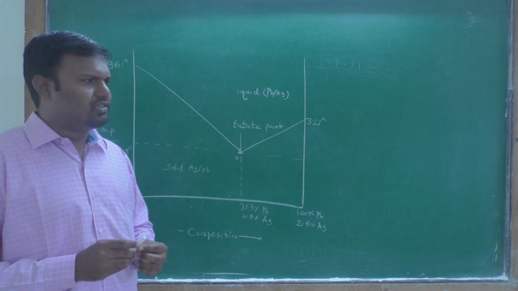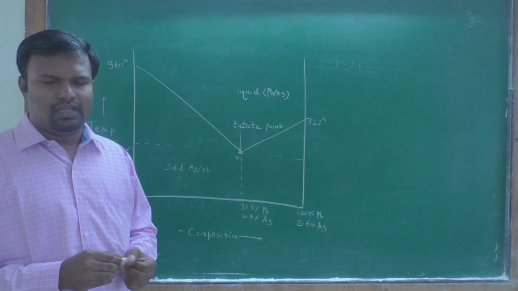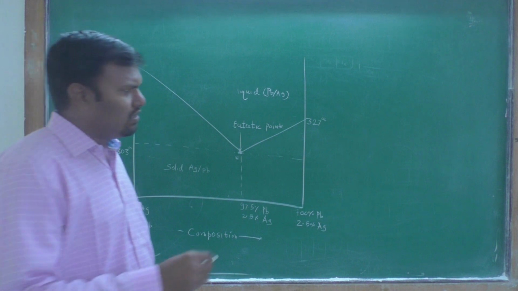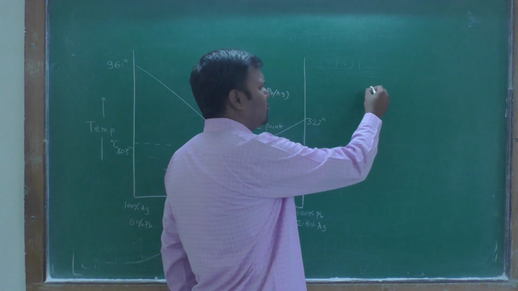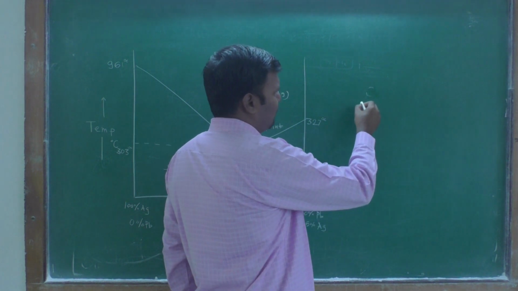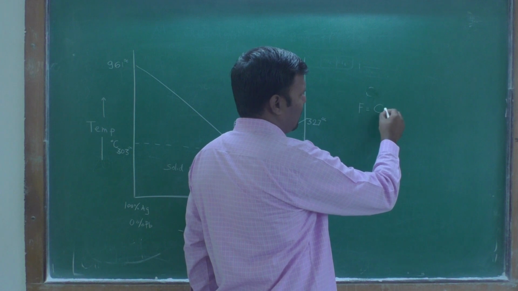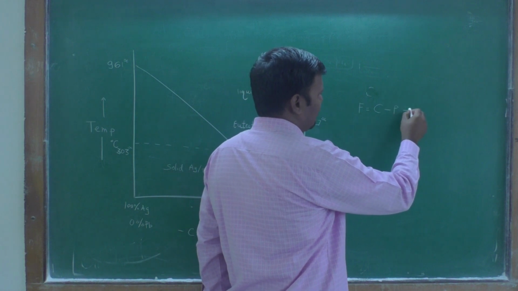Today we will discuss the two component system. Generally, in a two component system, we have the rule that the degree of freedom is equal to C minus P plus 2.